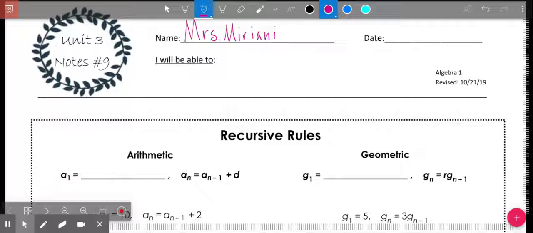Alrighty, so we're going to be looking at Unit 3, Notes number 9. This is our last set of notes for Unit 3, so get excited.